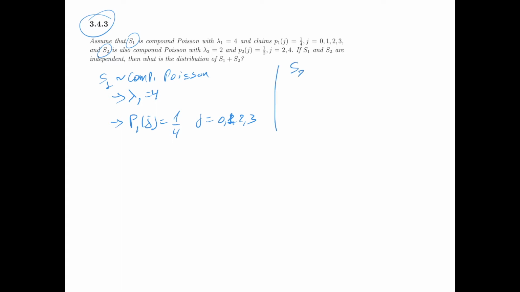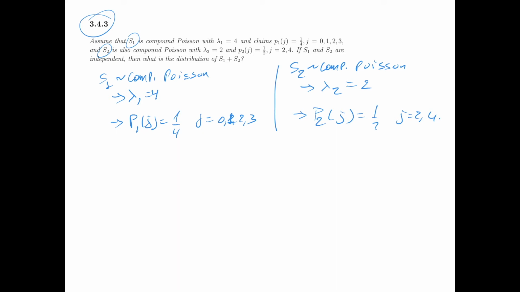The other distribution is S2. It's also a compound Poisson distribution, but now the intensity parameter is lambda 2 and that one is equal to 2. And the distribution P2 in J is equal to 1 over 2 if J is equal to 2 or 4. So the claims in the S2 distribution are either equal to 2 or equal to 4 with equal probability.